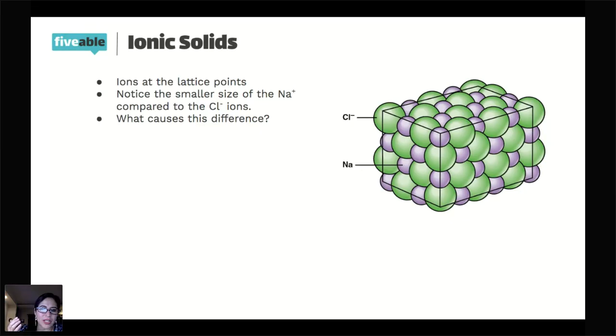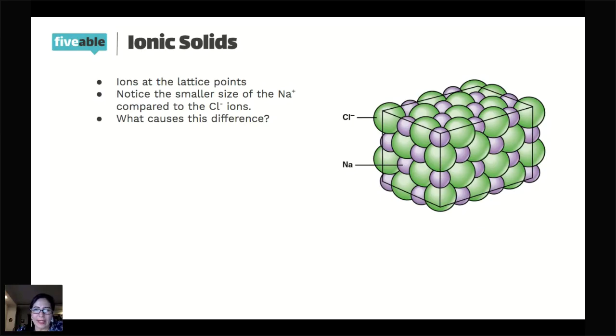If it loses its outer shell of electrons but doesn't lose the protons, the protons inside the nucleus will have more attraction towards the remaining electrons. So the sodium ion gets much, much smaller, almost half the size of the sodium atom. With this reasoning, what happens to the chloride ion compared to the chlorine atom? What does the chlorine atom have to do?